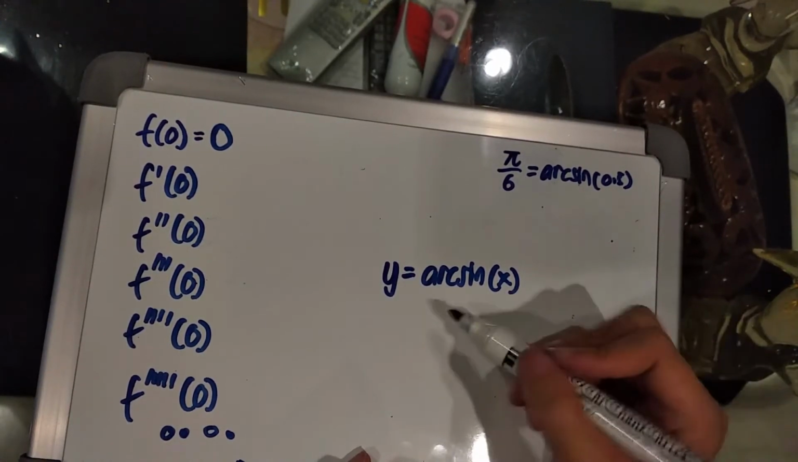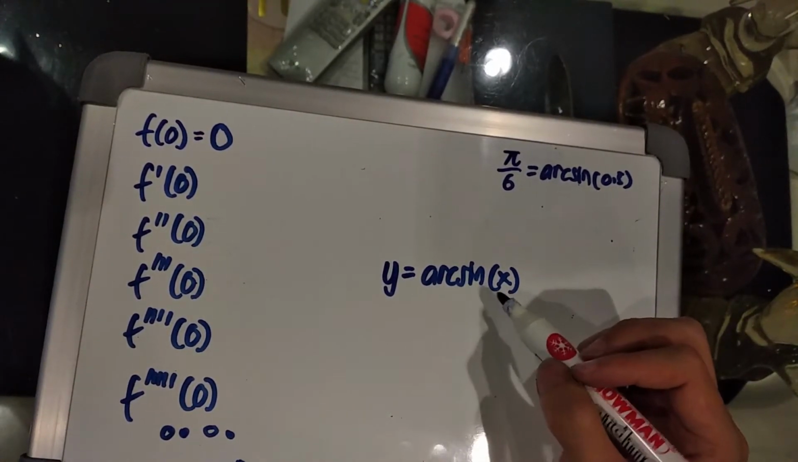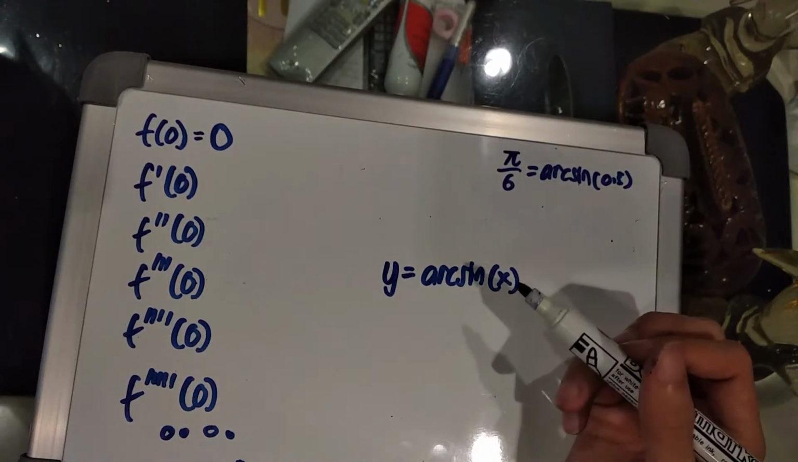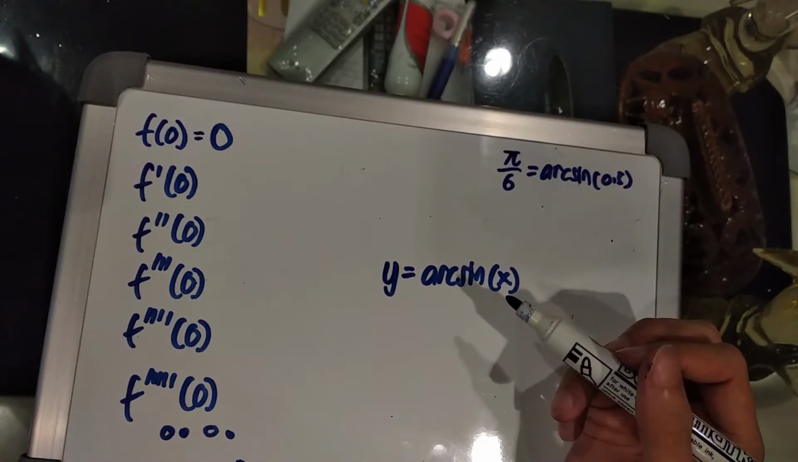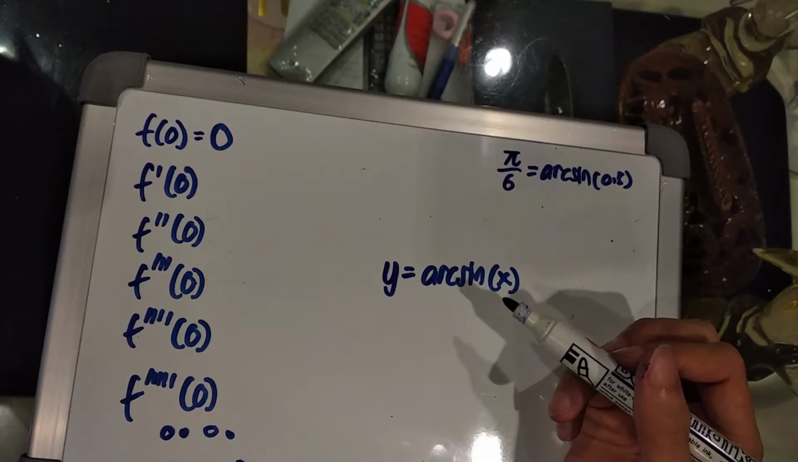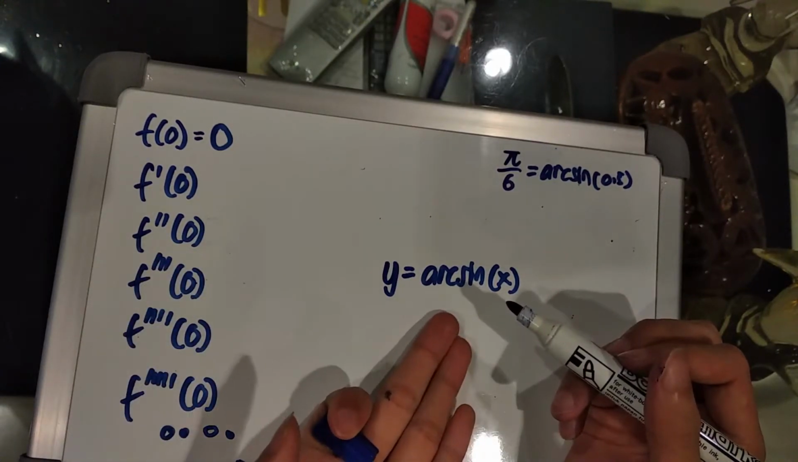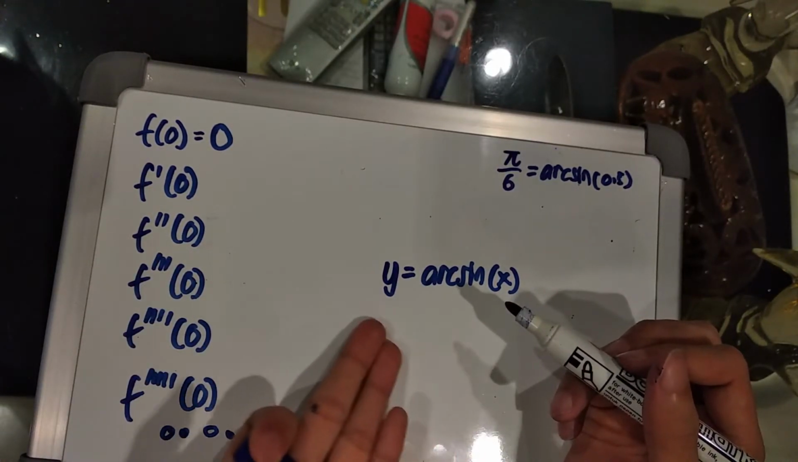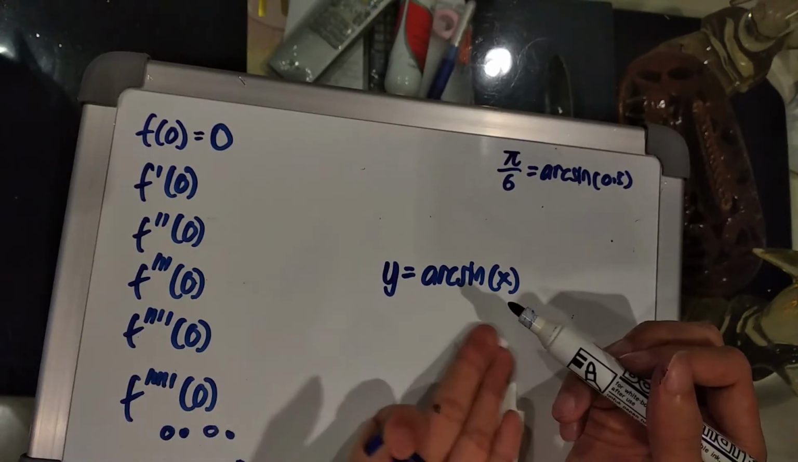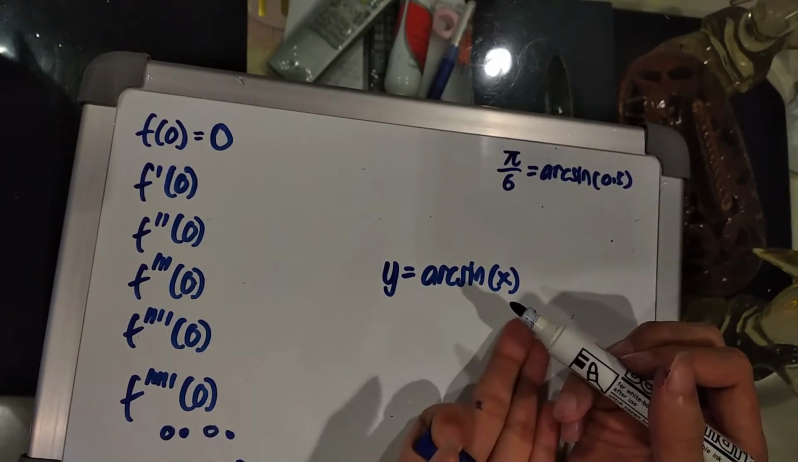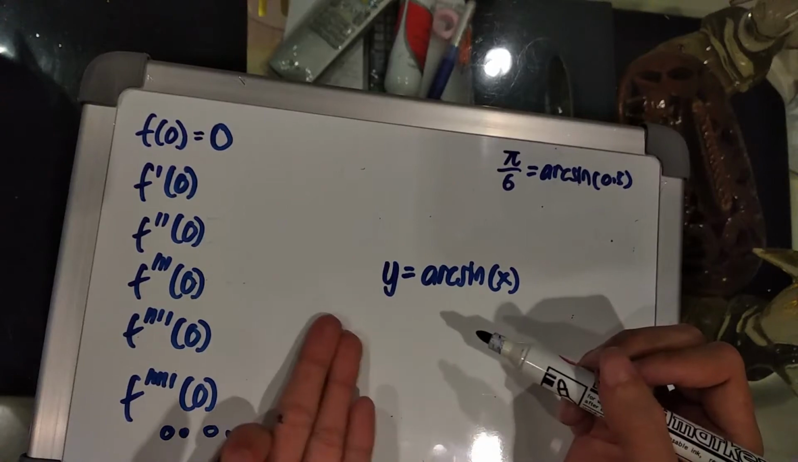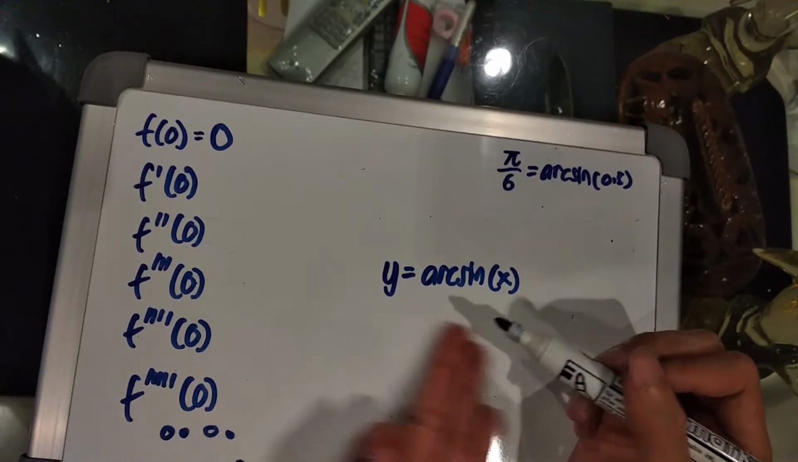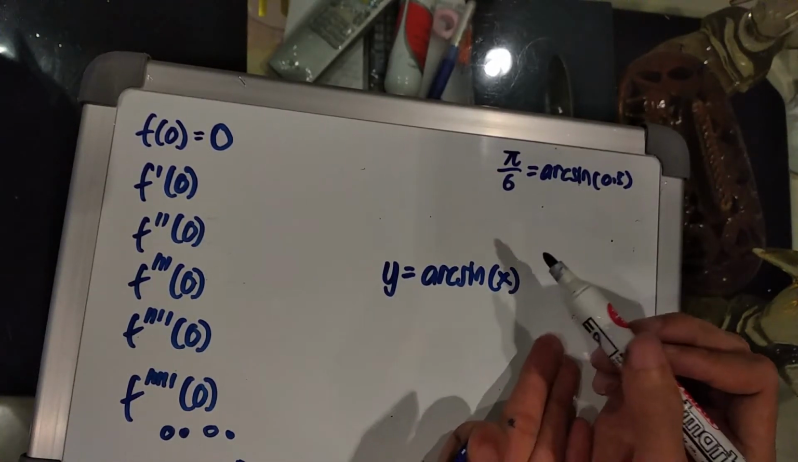Well, we can't really derive the arc sine function. So let's try to get rid of the arc sine function, to convert this formula into something equivalent, but at the same time not involving anything related to arc sine.